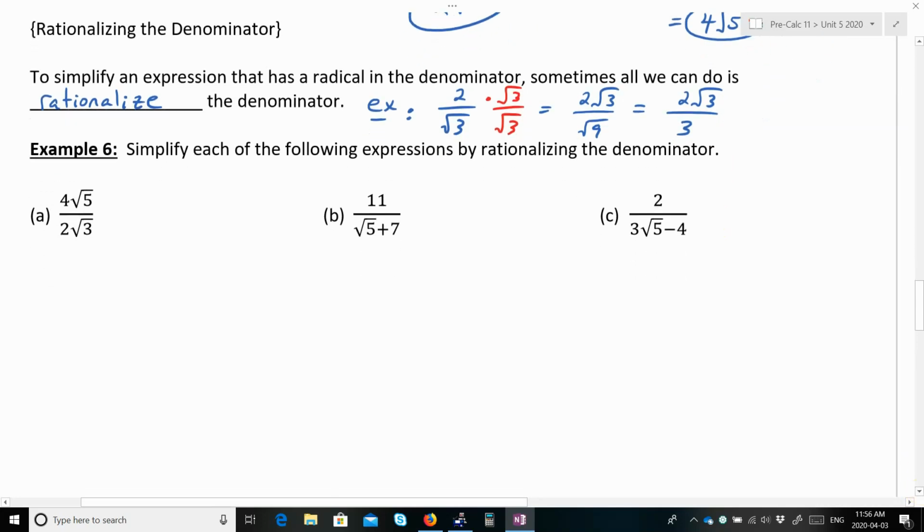Okay, so in these examples, simplify each of the following expressions by rationalizing the denominator.